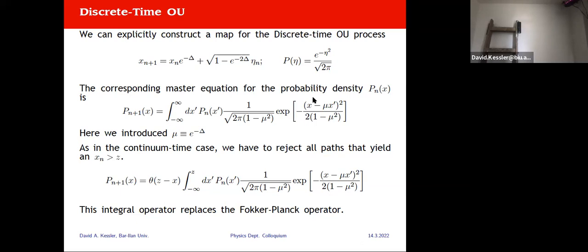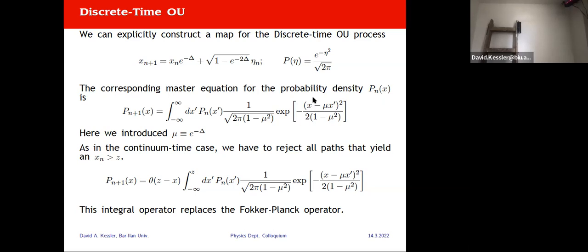Now from that map, we change the problem from a Langevin equation to a map, right? And now the master equation, instead of being a differential equation, is an integral equation. The master equation for the process itself satisfies that equation. That's like the Fokker-Planck equation. The probability of getting an x is: I start out at some other x prime, I have this amount of Gaussian noise, and that gives me my number, where I have the forgetting factor mu, which is e^{-delta}.